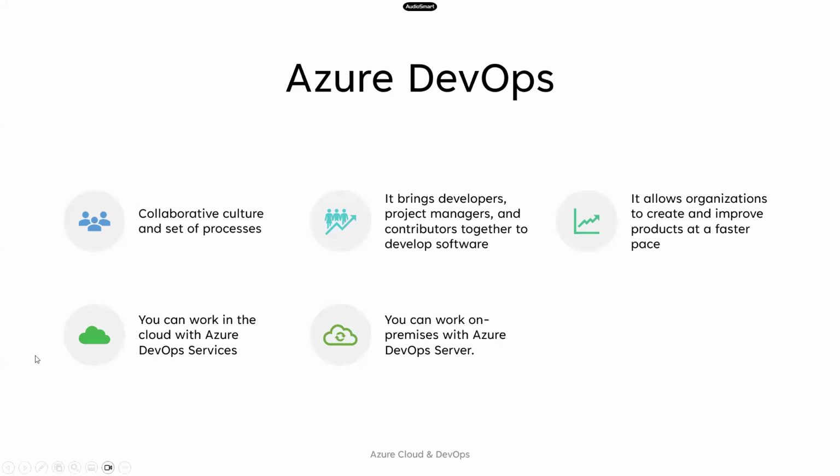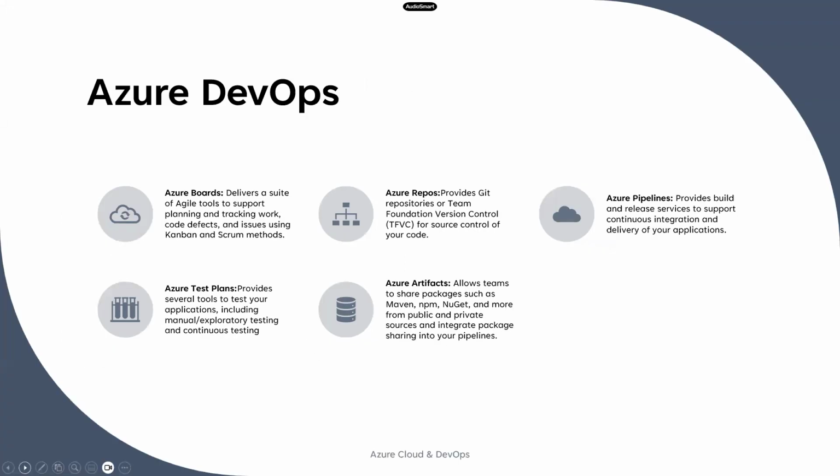So as I said, now we have two versions. One is for cloud and the other is for on-premises. In the cloud, we will be using Azure DevOps Services, and on-premises, we will have Azure DevOps Server. Just for understanding. And there are different kinds of capabilities, as I said: Azure Boards, Azure Repos, Azure Pipelines, Azure Test Plans, Azure Artifacts. These are the different capabilities that we have in Azure.